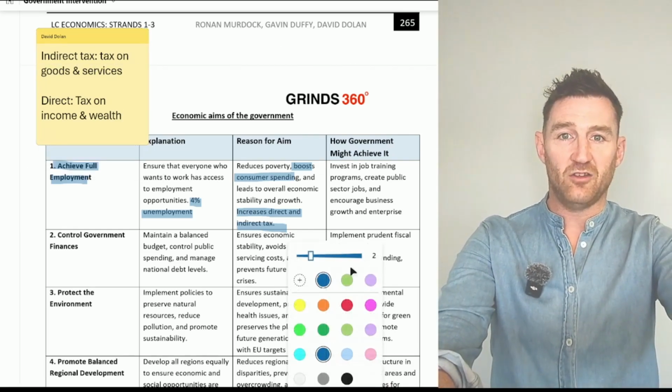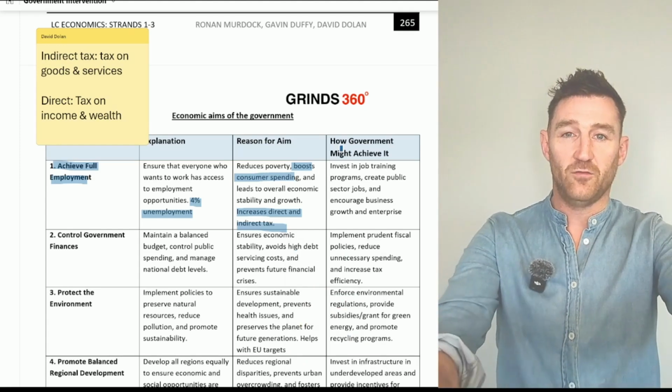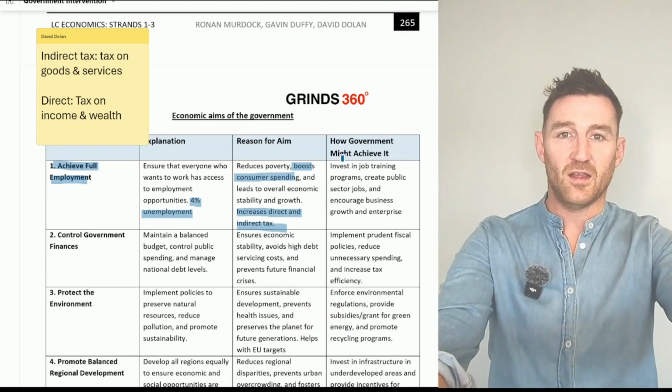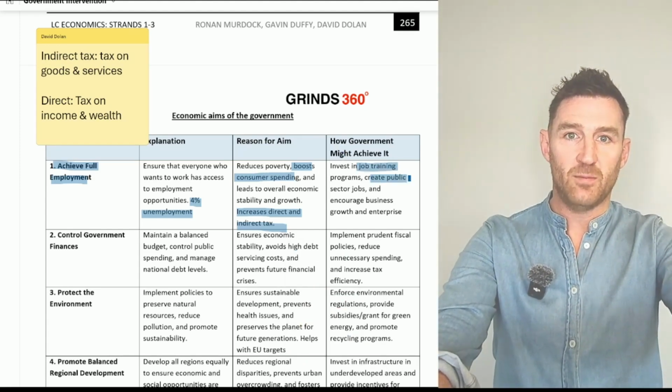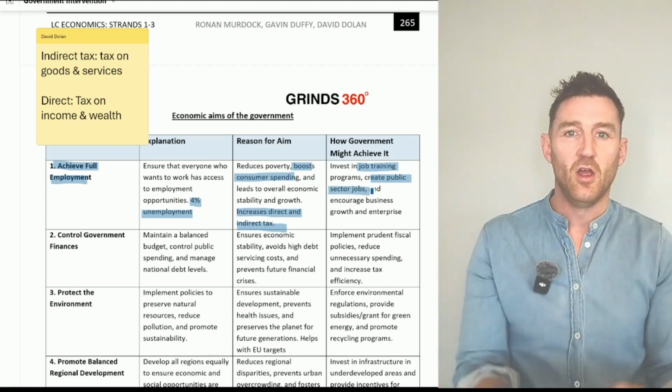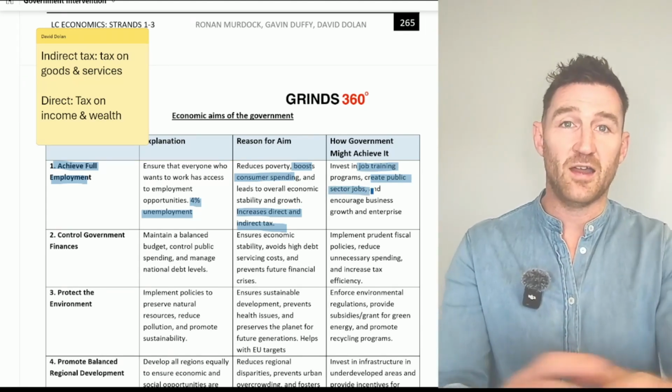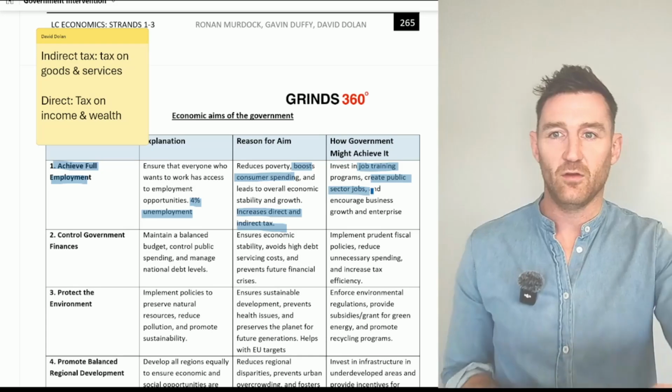Some ways the government might actually achieve that. So if they want to achieve full employment, there is a bit down the bottom of the page we'll look at in a sec. They invest in job training programs, create public sector jobs, they could hire people themselves, or they can encourage business growth and enterprise. That would be kind of an indirect way of achieving their aim.